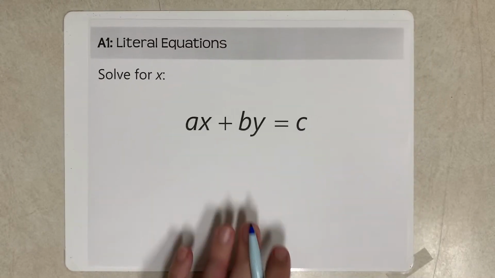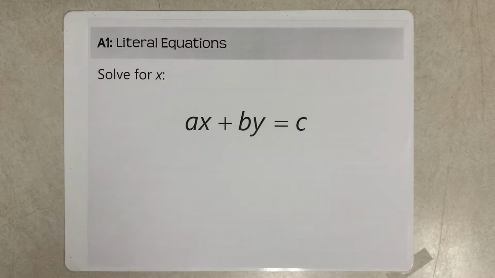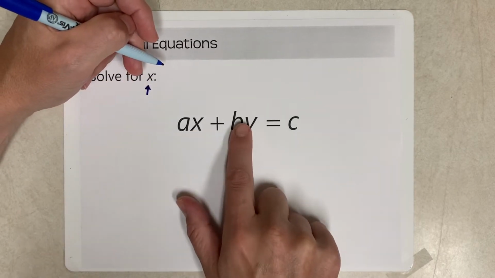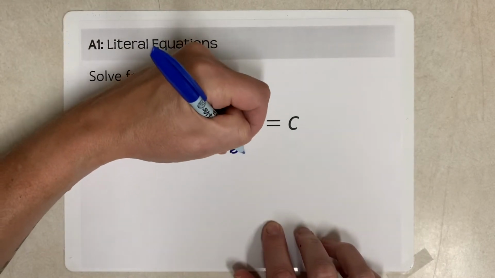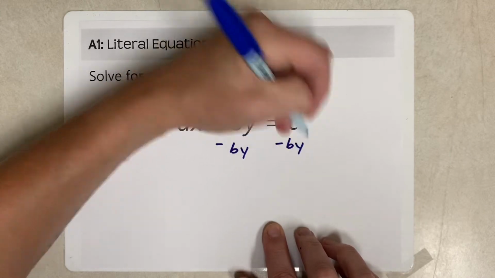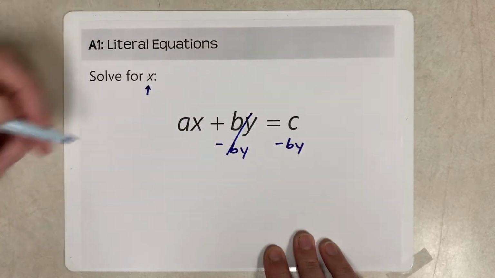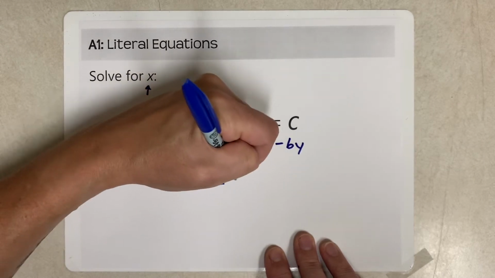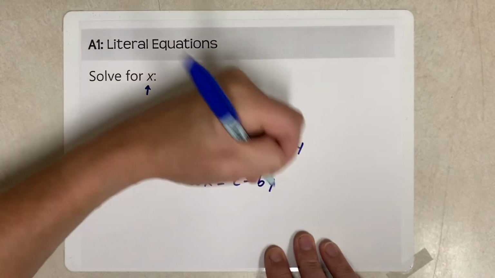This time we have ax plus by is equal to c. That's called a linear equation, and I want to get x by itself. So I need to take this whole by term and move it over. Just move the whole term over. Those are going to cancel, and I got ax is equal to c minus by.